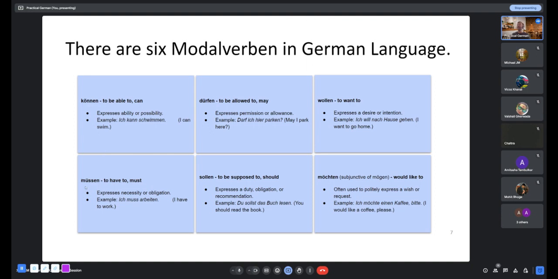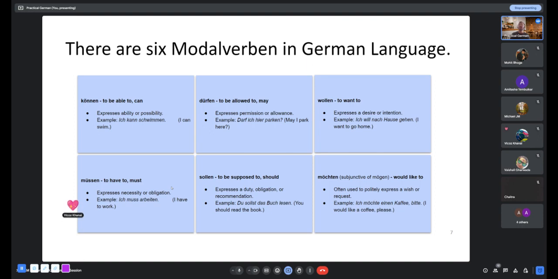The next one is müssen, the one below können. I hope you can see my arrow. Müssen means to have to or must. So it expresses necessity or obligation. Now, what do I mean by necessity? For example, if you don't have money like the Ambanis, you have to work, right? So: ich muss arbeiten. You have to work.